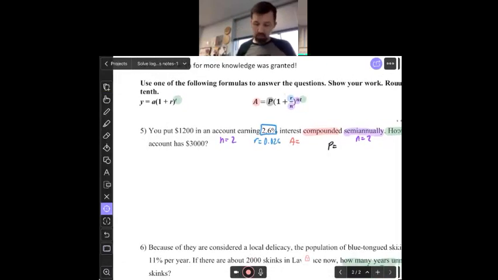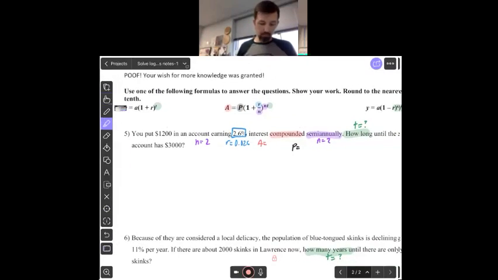Remembering what those letters stood for, p was the principal, the amount we put in or invested. a was the amount that came out, the amount at the end. So what's a, what's p? p equals 1,200, yep. We put 1,200 in, that's our principal. And there's only one other number left, right?